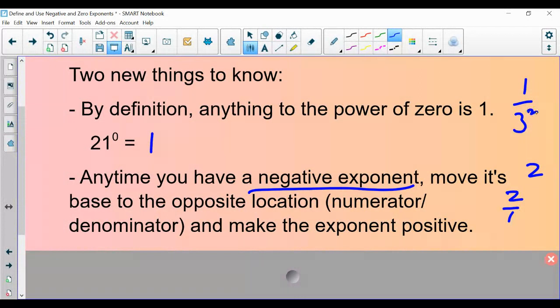I'll just show you an example. If I have 1/3 and the 3 in the denominator is being taken to the negative second power, I'm going to move that to the numerator. So then it would be 1 times 3 to the second power. You move it to the numerator and then make the exponent positive. We know 3 to the second power is 9, and 1 times 9 would just be 9. So 1 divided by 3 to the negative second is just 9.